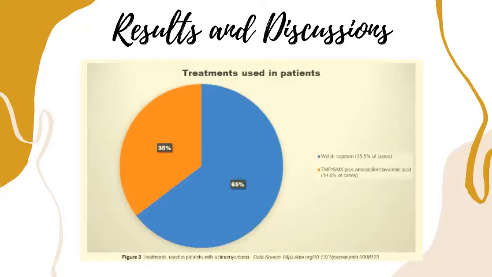Figure 3 shows the treatments used in the patients diagnosed with actinomycetoma. 35.5% of cases were treated using the Welsh regimen, the most commonly used treatment regimen. This regimen is a combination of trimethoprim/sulfamethoxazole, TMP/SMX, plus amikacin. On the other hand, TMP/SMX plus amoxicillin/clavulanic acid was used for 19.4% of cases.